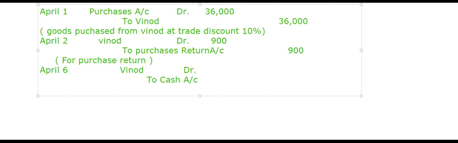When we are paying the cash, we are receiving the discount. Discount received account. So how much will be the amount given over here? See, 36,000 goods purchased, 900 return. We will prepare the working note.